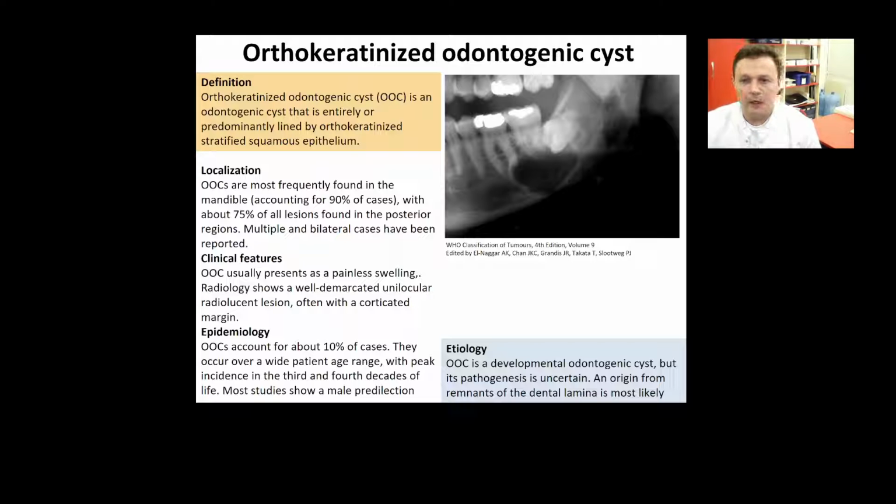Occasionally, cases are multilocular. Epidemiology. Due to changes in terminology, the true prevalence of OOC is uncertain, although it is known to be rare. In most series of keratinizing odontogenic cysts, OOC accounts for about 10% of the cases. They occur over a wide patient age range, with peak incidence in the third and fourth decades of life. Most studies show a male predominance.